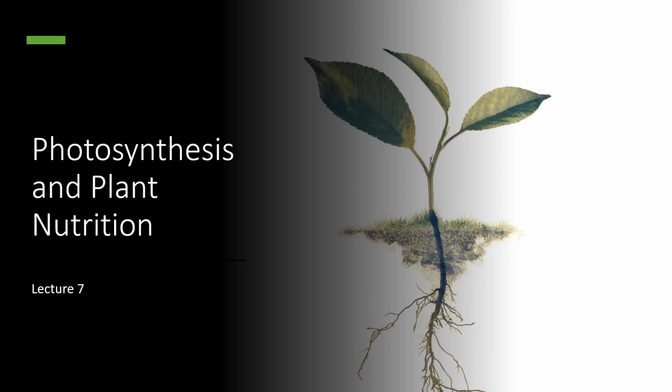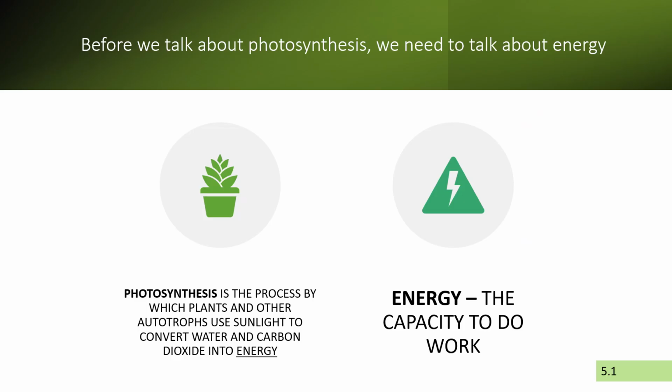Now that we know some basics about plants, let's dive into what photosynthesis is and how it works. Photosynthesis is the process by which plants and other autotrophs use sunlight to convert carbon dioxide and water into energy. So to understand photosynthesis, we first need to understand a little bit about what energy is and ways that organisms store and use energy. Energy is the capacity to do work.